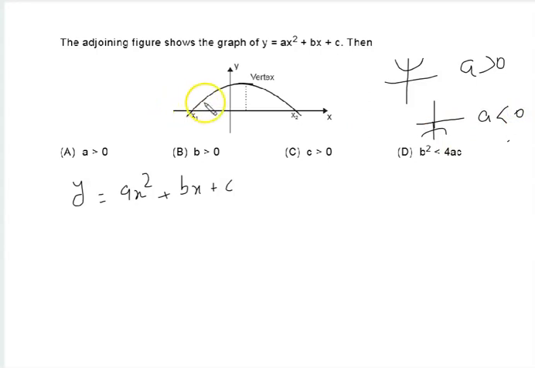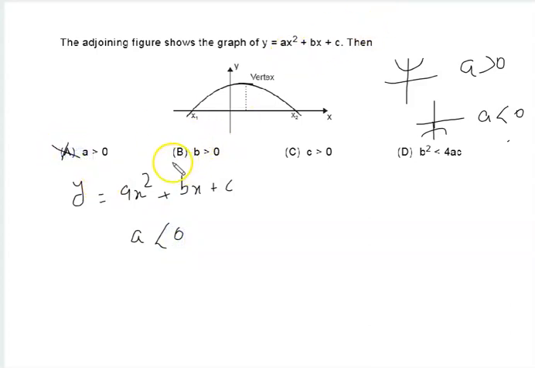So according to the graph, it is a downward open parabola. So a is not greater than 0, a is less than 0, guys, right? You can say that a is less than 0. Okay, are you getting my points, guys? So the first option is incorrect, guys.